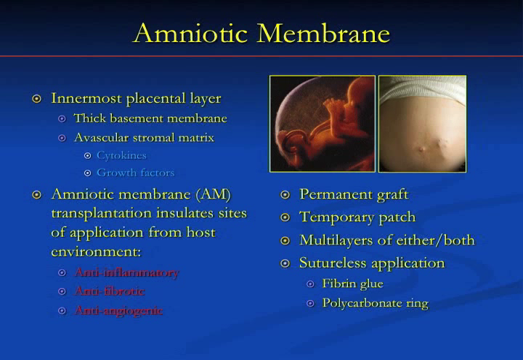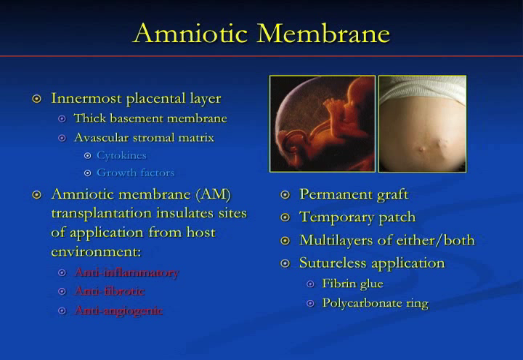As you know and you heard before, amniotic membrane is the innermost placental layer, which has a thick basement membrane, and it's an avascular stromal structure. The benefit is due to the presence of cytokines and growth factors. The transplantation with the amniotic membrane is important because it does protect and insulate some sites from the host environment. Because of this, it does have a triple property. One is the anti-inflammatory one, anti-fibrotic as well, and anti-angiogenic.